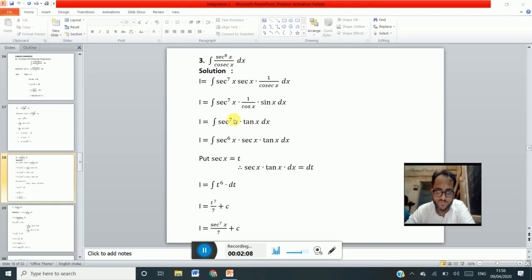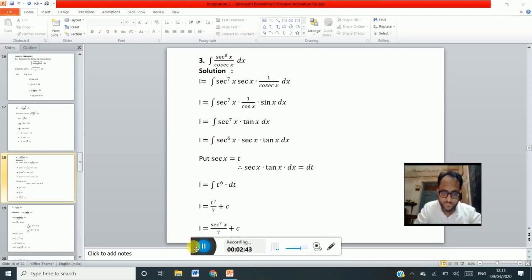Again, sec to the power 7 is written as sec to the power 6 into sec x, and then put sec x equals t, so its derivative is sec x into tan x dx equals dt. So what do you get? After substitution, t to the power 6 into dt, and by using the formula for integration of x to the power n, the result is t to the power 7 upon 7 plus c. Resubstitute the value of t, that is sec x, so sec to the power 7 x upon 7 plus c. This is the final answer here, right?